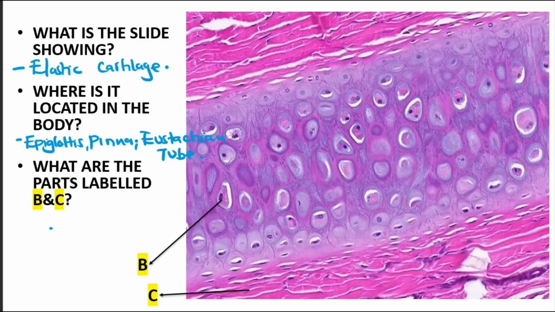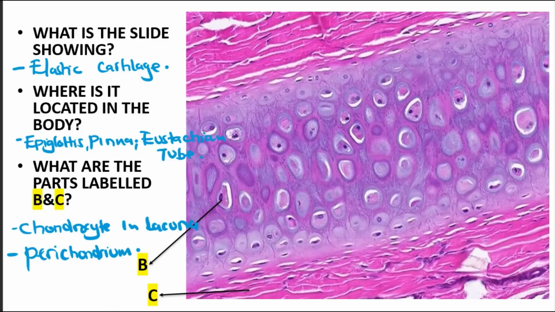What are the parts labeled B and C? So B, this is simply a chondrocyte in the lacunae, in the space where it is found. And C is a perichondrium. This is a connective tissue that surrounds cartilage. All right.